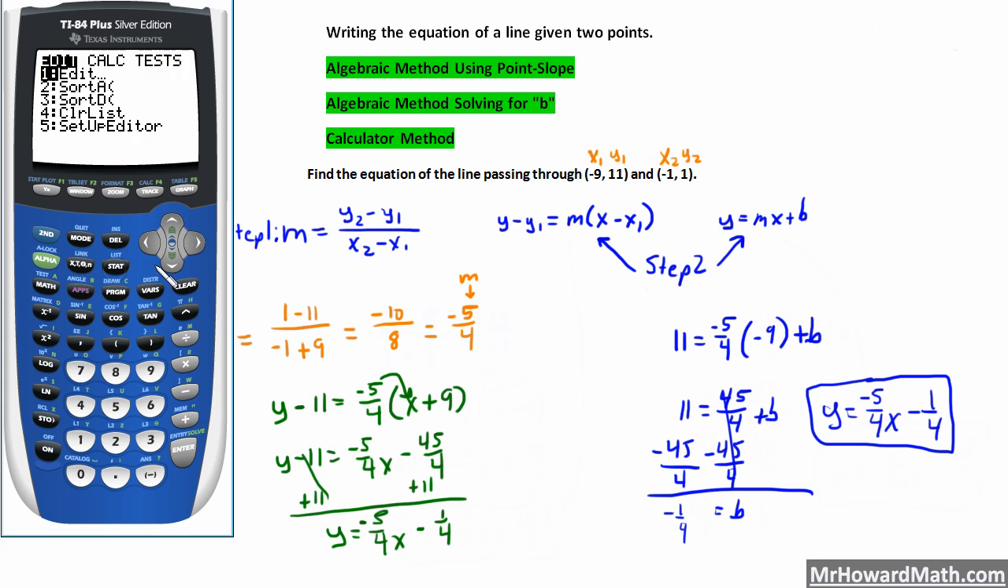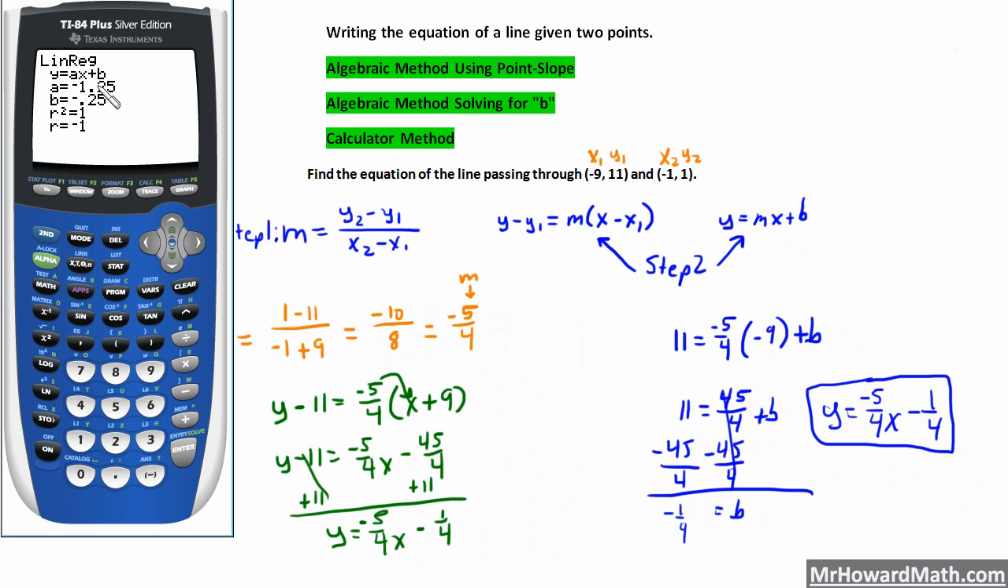Stat, edit. Negative 9, enter, negative 1, enter. Alright, now we put our y's in list 2. Same order, this ordered pair, then this one. So it's 11 and then 1. Okay, stat, over to the calc menu here, and option 4. So hit 4 on the keyboard, hit enter, and it gives us negative 1.25x plus a negative 0.25.